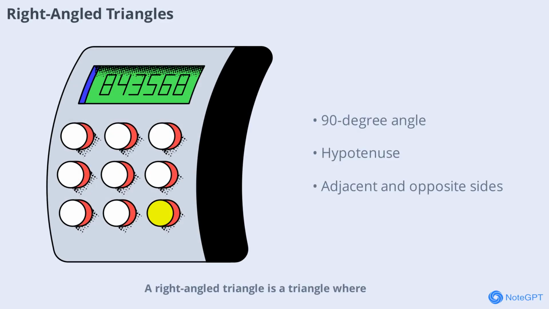A right-angled triangle is a triangle where one of the angles measures exactly 90 degrees. This special triangle is the starting point for most trigonometric concepts. The side opposite the right angle is called the hypotenuse, while the other two sides are known as the adjacent and opposite sides, depending on the angle you're focusing on. Understanding the structure of right-angled triangles is crucial for applying trigonometric ratios and solving real-world problems.